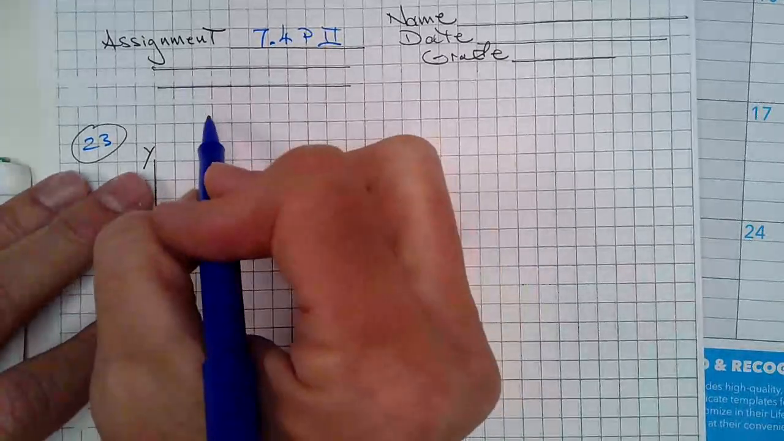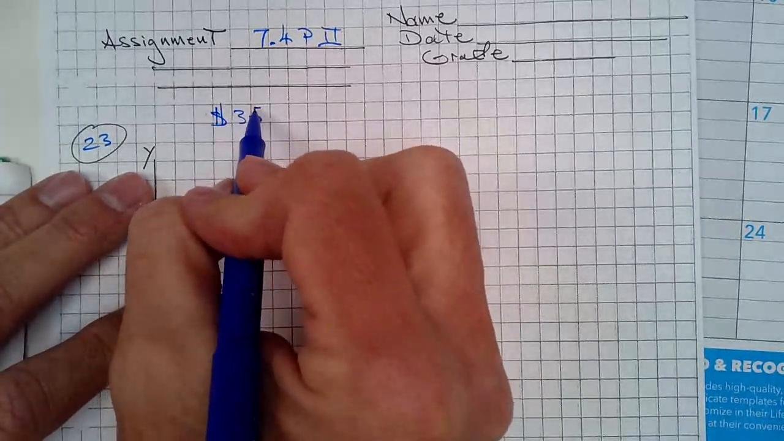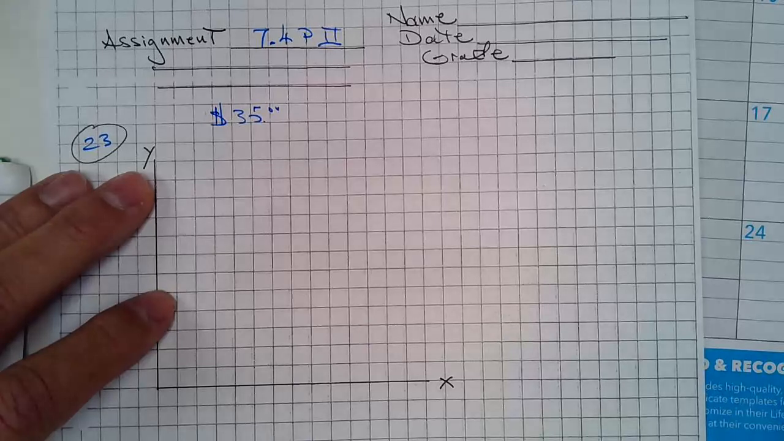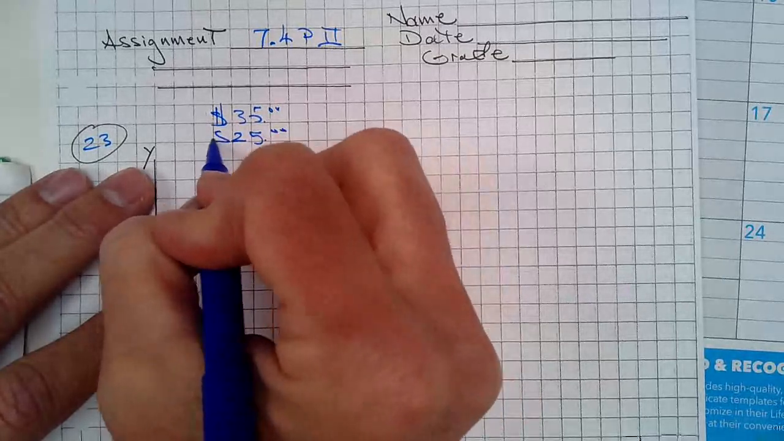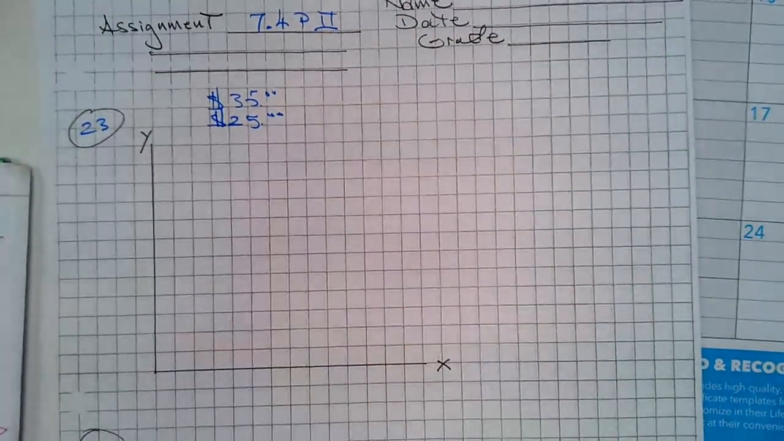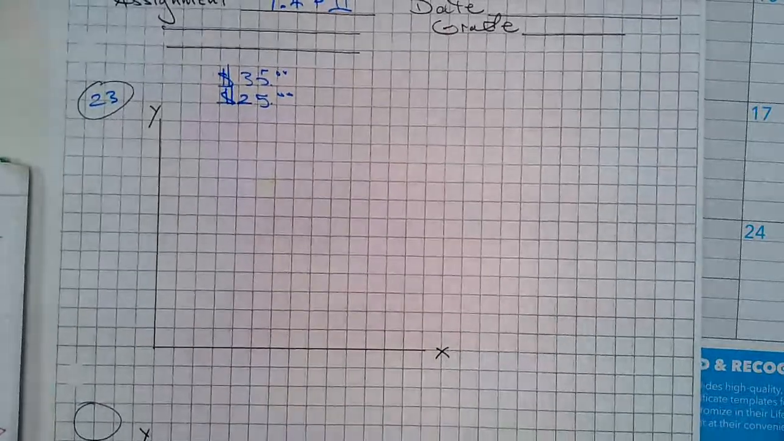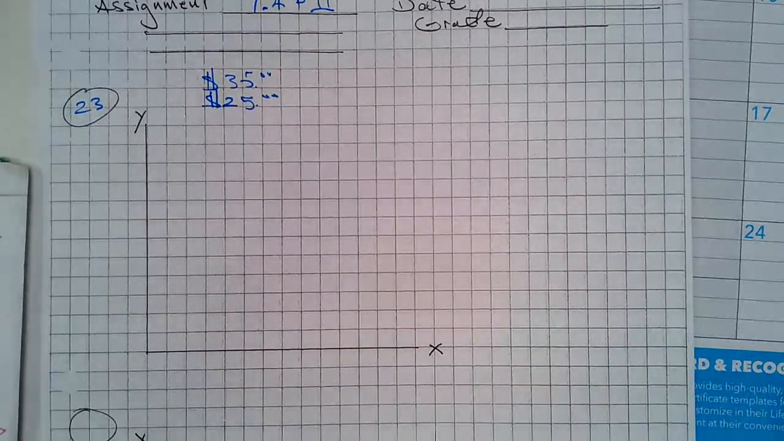So there's a cost of $35 to join. And then there's a monthly fee of $25. So that should give you an indicator which one might be the X and which one might be the Y.